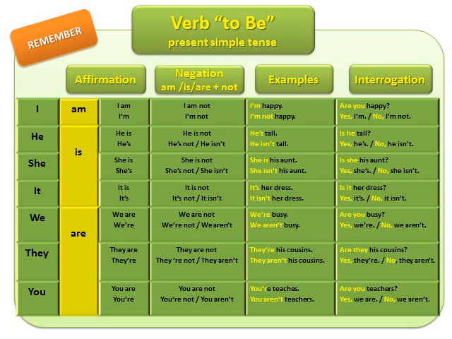Then we have examples, and we have verb to be in the interrogative form, or using verb to be to make questions. In the last column, for example, we have the sentence, I'm happy. To make a question, are you happy? And we have a sentence, he is tall. To make a question, is he tall? We have, they are his cousins. To make a question, are they his cousins? And so on.